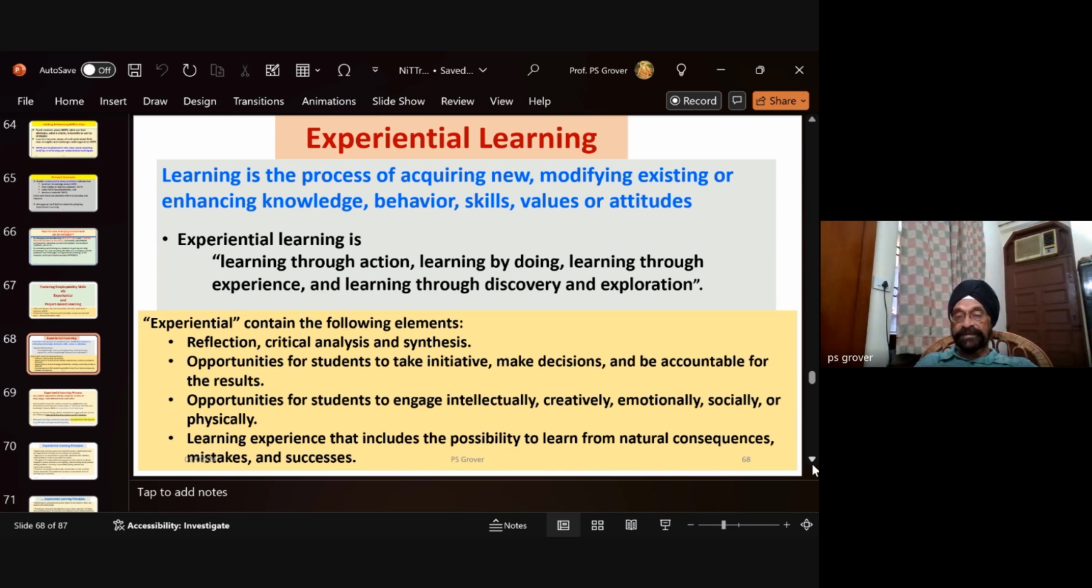लेकिन ये हम लोग करते नहीं हैं क्योंकि हमारा एजुकेशन सिस्टम अभी प्रॉपर्ली बिल्ट इन नहीं है. कुछ इंस्टीट्यूशन ने शुरू किया है, but this is how I can imbibe all those things. क्यों? एक्सपीरियंशियल लर्निंग contains the following elements: रिफ्लेक्शन, क्रिटिकल एनालिसिस, सिंथेसिस. स्टूडेंट को ये सब चीजें करनी पड़ेंगी. Opportunities for students to take initiative, make decisions and be accountable.